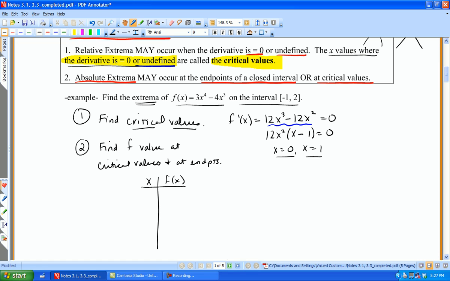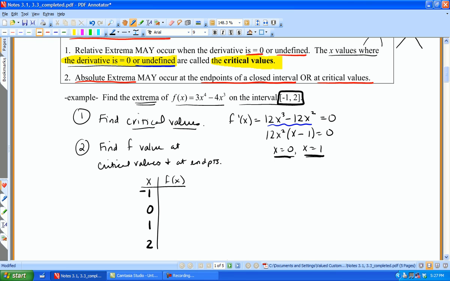In the table, I'm going to put the endpoints of my interval, which were -1 and 2. So -1 and 2. Now between there, I will put any values that were critical values. In this case, they were 0 and 1. Now, if those had been different, if they had been, say, 1/2 and 1 and 1/2, then those were the values I would have put in here.